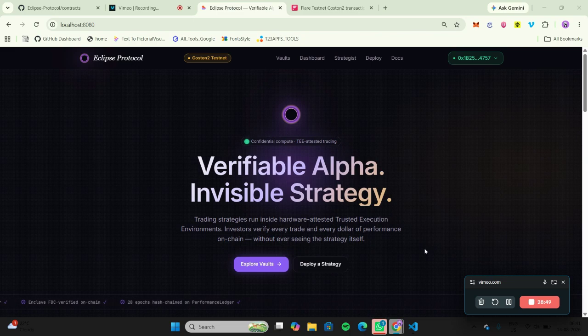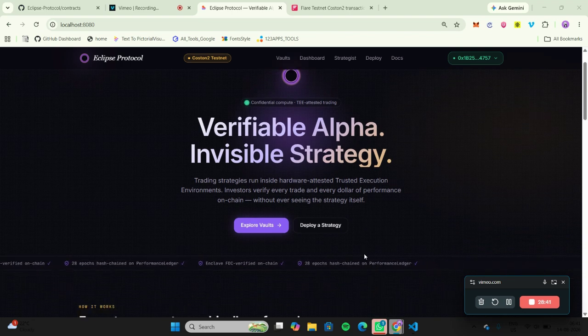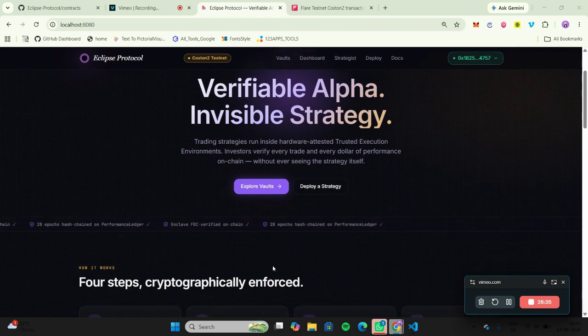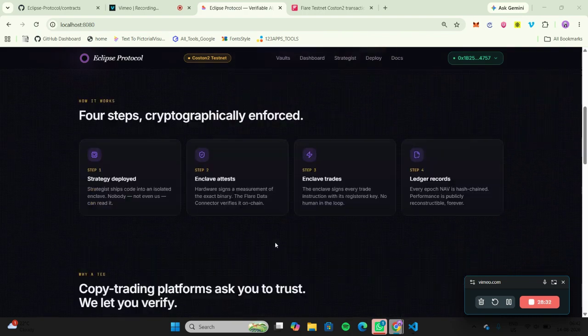Coming to the dashboard, here is the Eclipse Protocol landing page: Verifiable Alpha, Invisible Strategy. Trading strategies run inside the hardware-attested trusted execution environment. Investors verify every trade and every dollar of performance on chain without ever seeing the strategy itself.